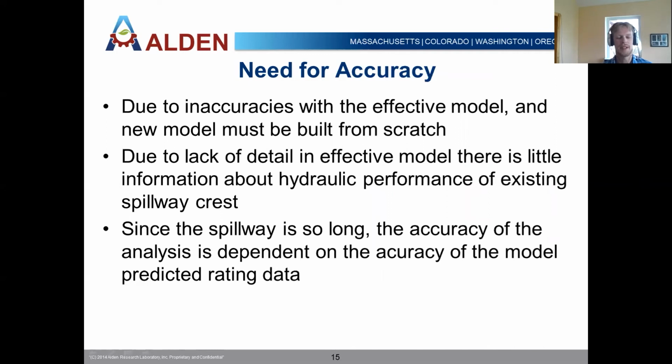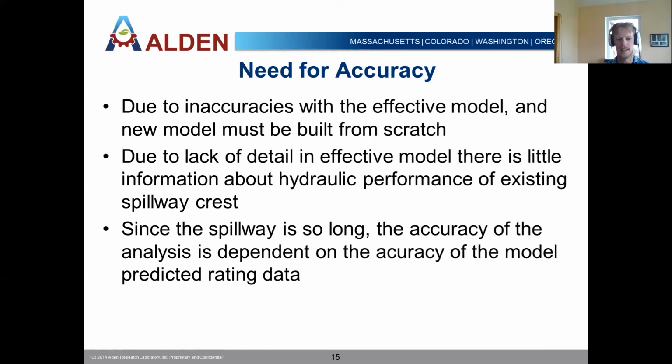So the reason for starting with an effective model was to see how accurately the existing conditions were resolved. Based on some of these inaccuracies, it was decided to build new models, since there was a lack of information about the hydraulic performance of the existing dam crest. We didn't have any original modeling reports or know any of the real design constraints of the spillway.